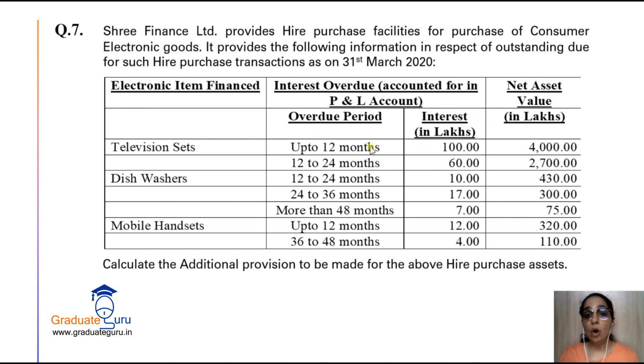Okay. So we will see what is the overdue period. Accordingly, we will use the rate which we have already seen just now, and we will calculate that rate on which amount? On this amount. What are they asking us to calculate? Only the additional provision. Okay. So हमें पूरा provision नहीं calculate करना है, हमें सिर्फ additional provision ही calculate करना है. So let's do this sum. Let's solve it.